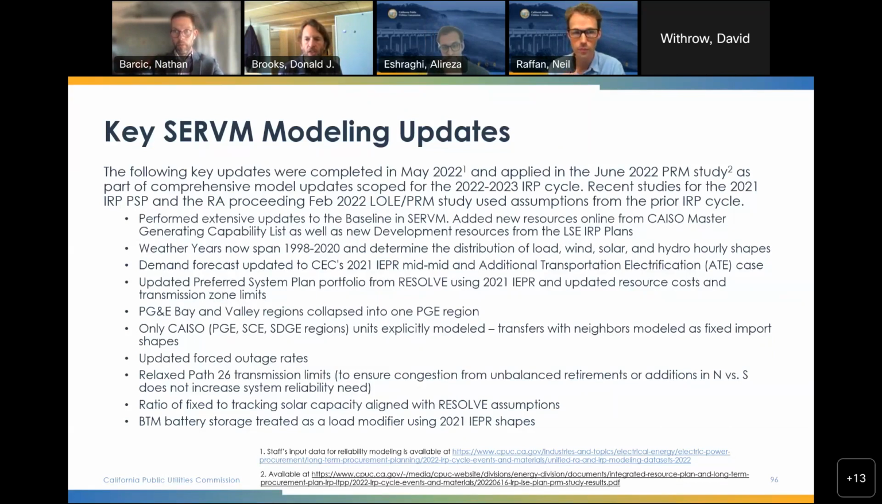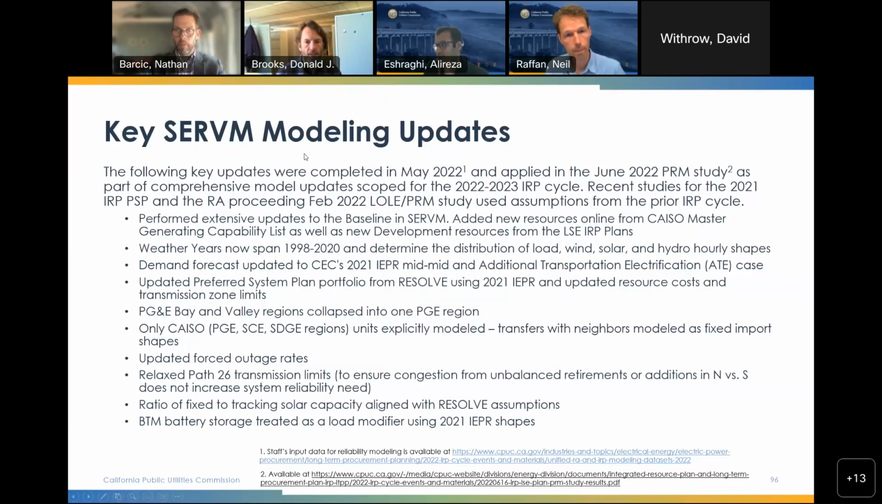We moved to the additional transportation electrification case in the CEC's 2021 IPER, and then we did a bunch of other stuff. For one, in the past we've had PGE Bay and PGE Valley split into separate regions, but now they're just one combined PGE region. That's in light of the Energy Commission producing one PGE region forecast now, and just the way a lot of the data is looking. So now I don't want to do anything arbitrary to split those regions.